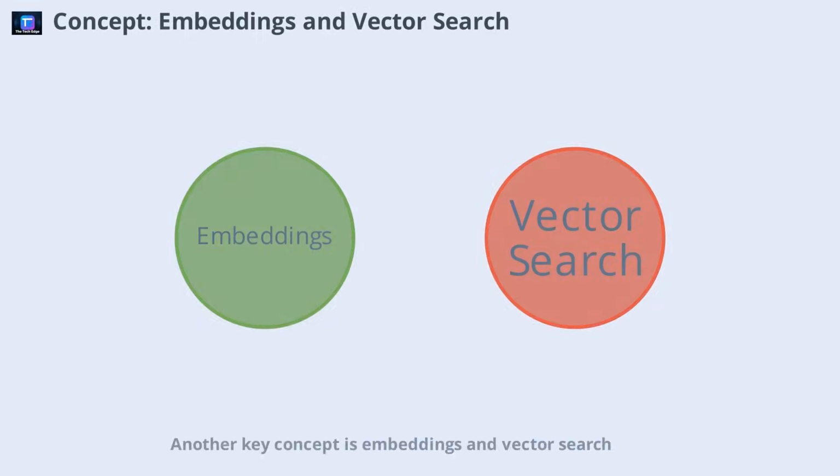Another key concept is embeddings and vector search. Embeddings are numerical representations of text that capture meaning and context. Vector search allows the system to find similar pieces of information based on these embeddings, rather than just matching keywords. This enables more accurate and relevant search results, which are crucial for effective RAG systems.